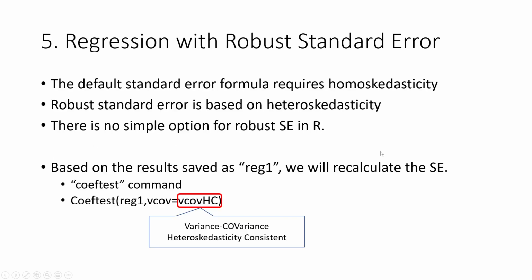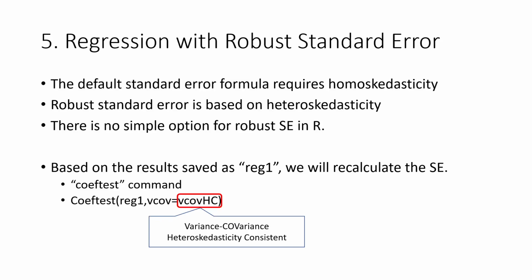Clear? Last, regression with robust standard error. So remember, we learned homoscedasticity and heteroscedasticity depending on how the variance of the error term changes according to the value of regressors.